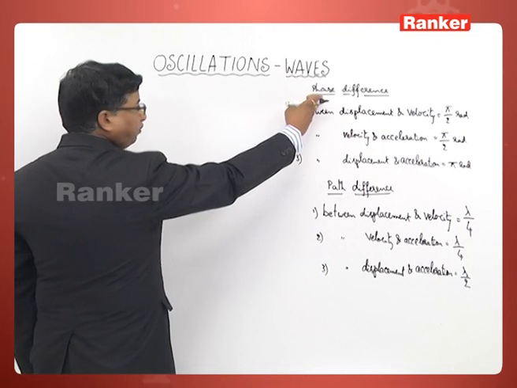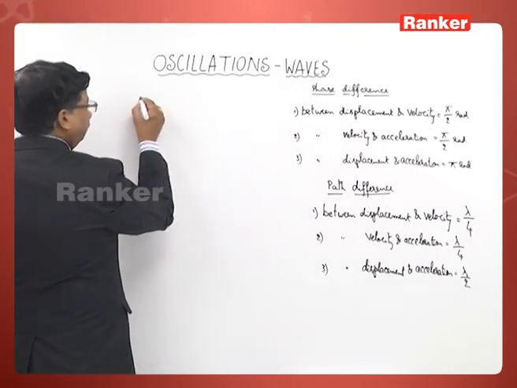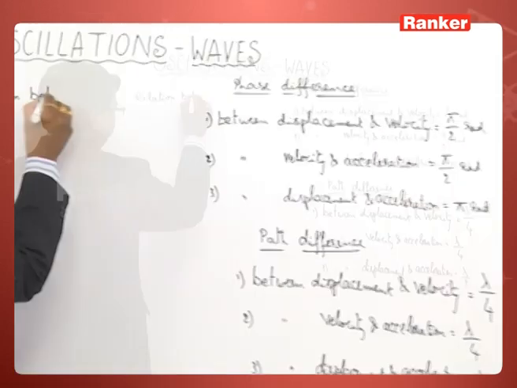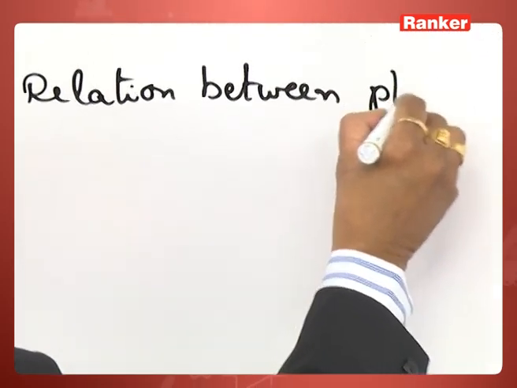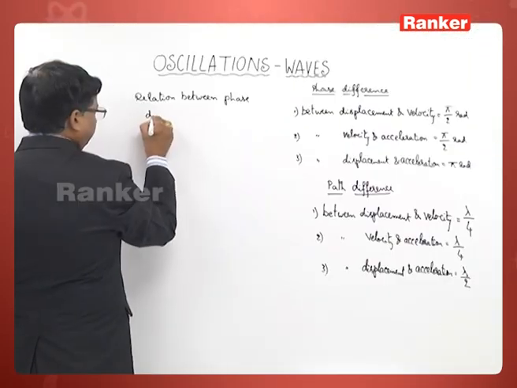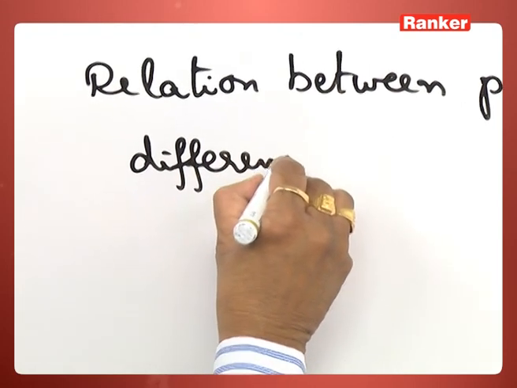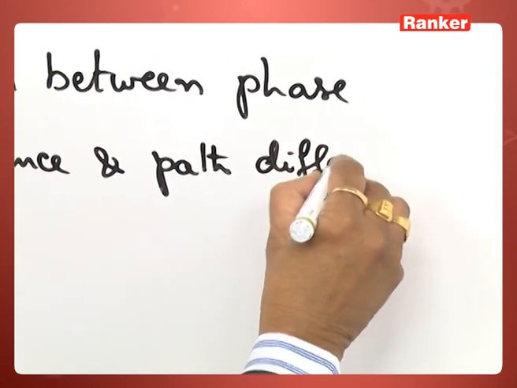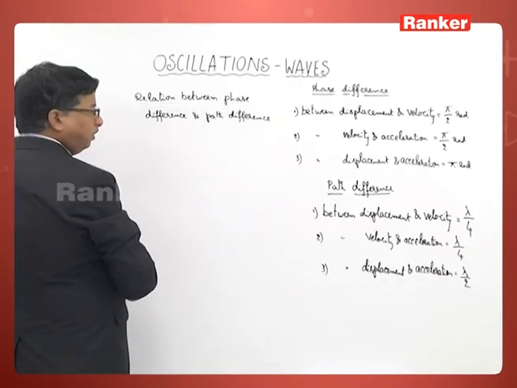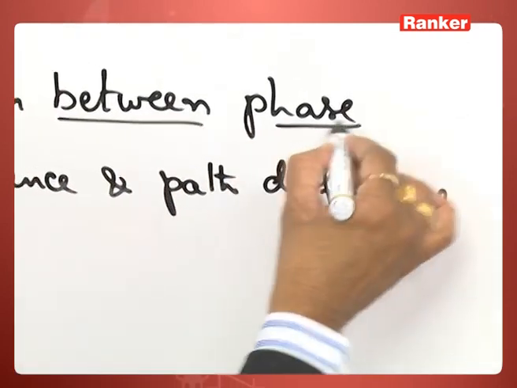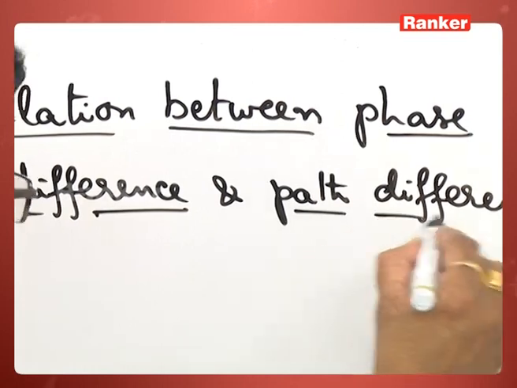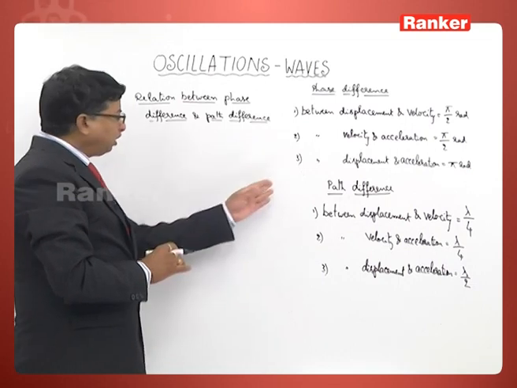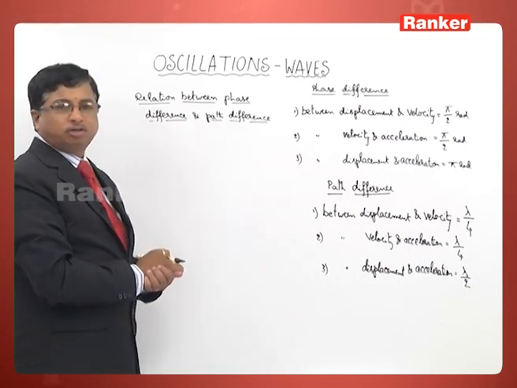So, let us take the relation between phase difference and path difference. Let us write that one. Relation between phase difference and path difference. Just now I have reminded you, when we consider a wave, the total angle we can observe in one complete wave will be 2 pi radian, and the corresponding length in terms of wavelength we consider as lambda.